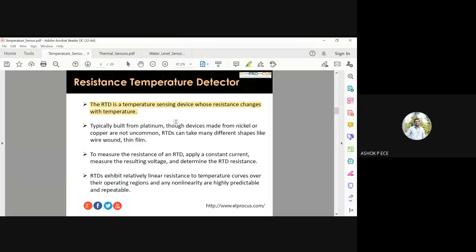Okay, so RTD is a sensor which is going to work on temperature and resistance. If the temperature is going to change, the resistance is also going to change. So for that, I'm going to use metals. I'm going to use platinum, or I'm going to use nickel or copper. RTDs may take different shapes. You have a wire wound RTD or a thin film RTD. So different shapes of RTDs are available. To measure the resistance of RTD, you have to apply a constant current, measure the resulting voltage and determine the RTD resistance.